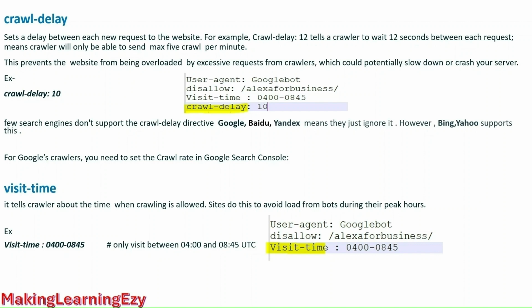Next is visit-time. It tells the crawler about the time when crawling is allowed. This directive is used to avoid any excessive load from bots during peak hours of the business. In the example, you can see how you need to mention it. The time would be in UTC. I have attached one screenshot from robots.txt where you can see how you can use visit-time in the group. Googlebot is allowed to crawl the website between 4 AM to 8:45 AM UTC.